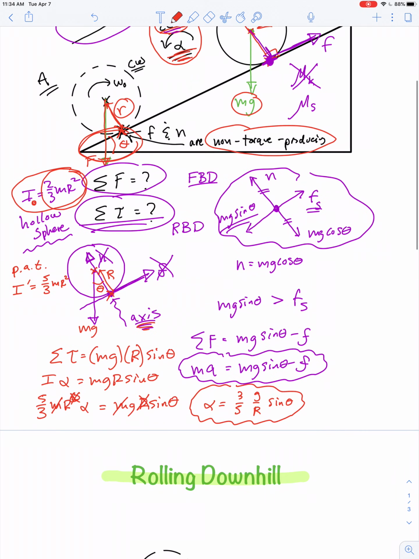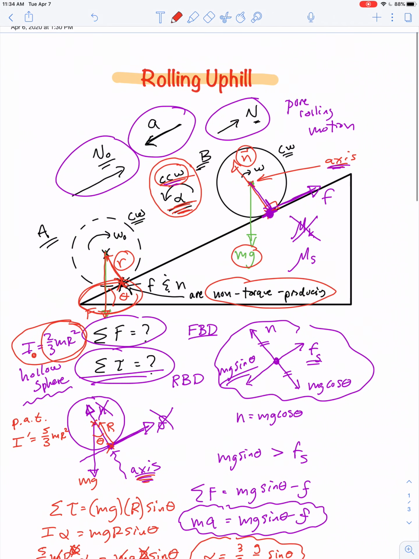But that means if we have pure rolling motion, the equations that describe pure rolling motion go something like this. The displacement of the center of mass is equal to the number of rotations or radians multiplied by the radius of the object. And likewise, the velocity of the center of mass of the object. And keep in mind, as this thing rolls, the velocity of the top is twice as great as the velocity of the center of mass, and for an instant, the velocity at the contact point is always equal to 0.